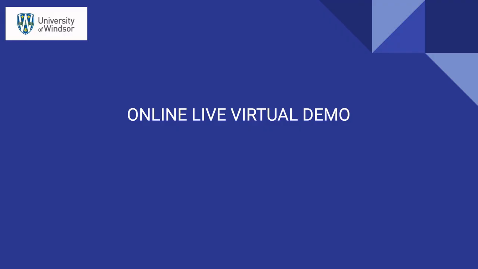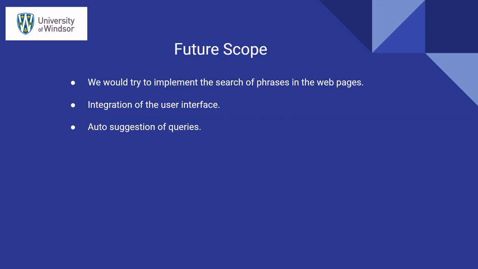This was the virtual demo of our project, and now I would like to discuss the future scope of our project. In the future scope, we are planning to add the following features to the project. First, we are going to implement the search of phrases in the web pages. Secondly, in order to make the web search more interactive and user-friendly, we will integrate the user interface. The last one is the auto suggestion of queries.